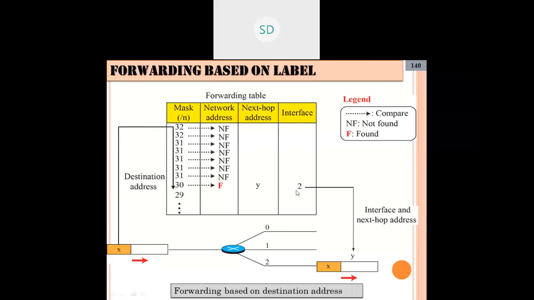In this example, it is given as y and 2. It means that from the router, it will go through interface 2 with the hop. The number of hops required to reach the destination will also be placed. That is, x is the destination address, and y is nothing but the number of hops. Based on that, it goes to the destination. This is what the forwarding table is.